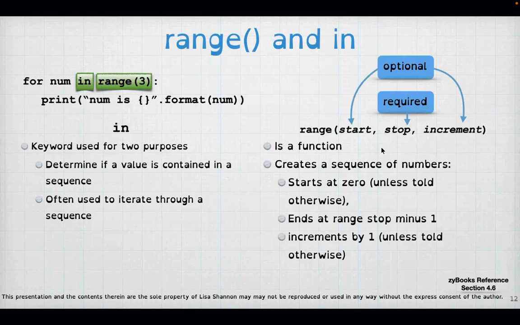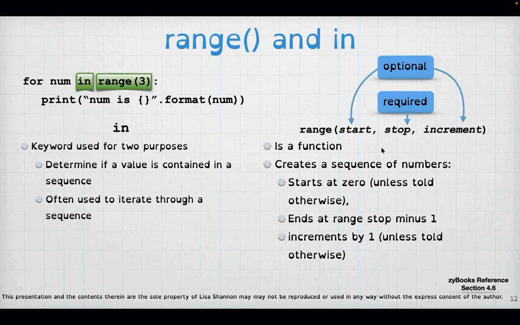So it doesn't have to be a series of numbers. It can be a series of anything. And it doesn't even have to be a list. It can be a dictionary. So in is very versatile and very powerful for a little two-letter word. But its purpose is to say, okay, there's a sequence coming next.